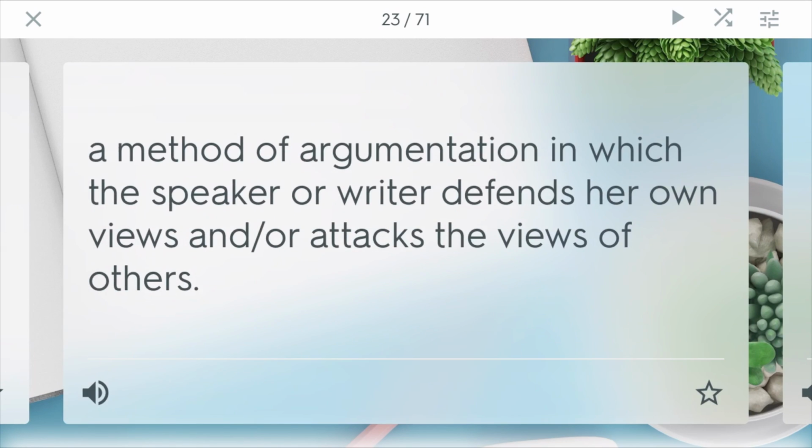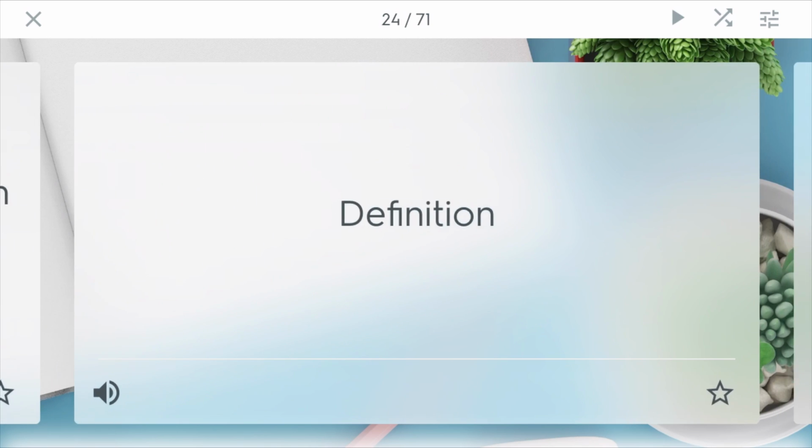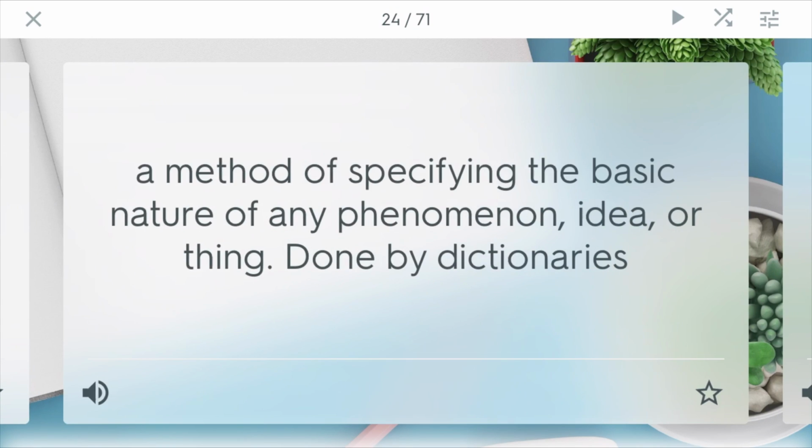Defensive versus offensive. These are methods of argumentation in which the speaker or writer defends their own views and/or attacks the views of others. A definition is a method of specifying the basic nature of any phenomenon, idea, or thing. It is most commonly done by dictionaries.